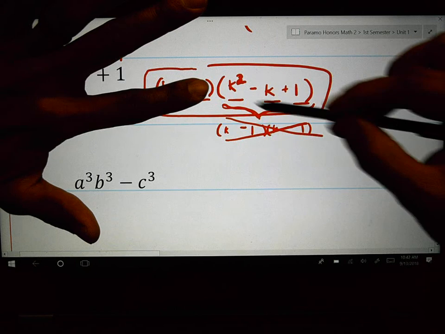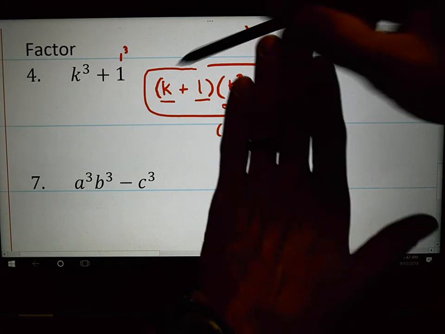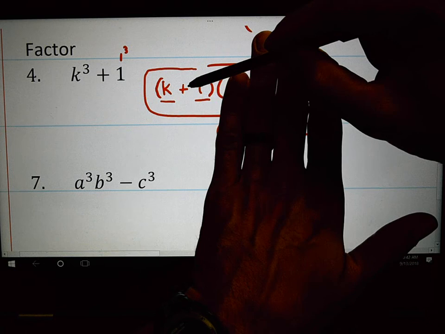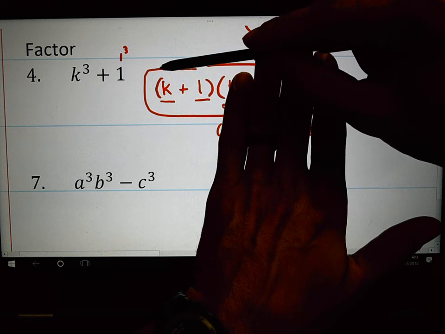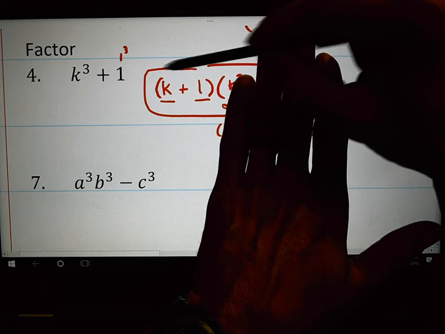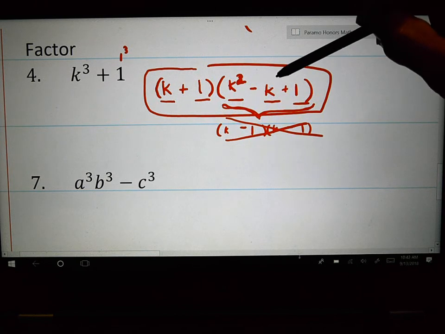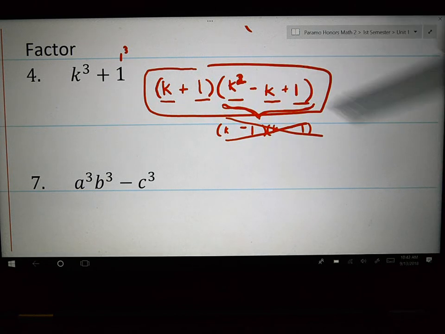It can never factor further. This piece here, though, might factor further. And that's maybe a super challenging type of problem. This might. This will never, because this is too small. It needs to be twice as big, otherwise it won't factor. Okay? So that's how it works.